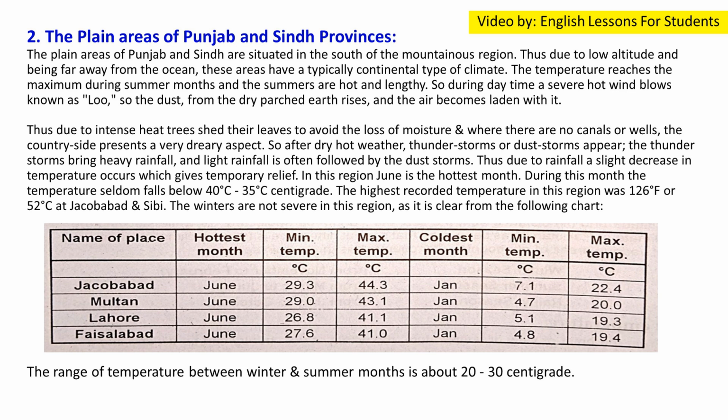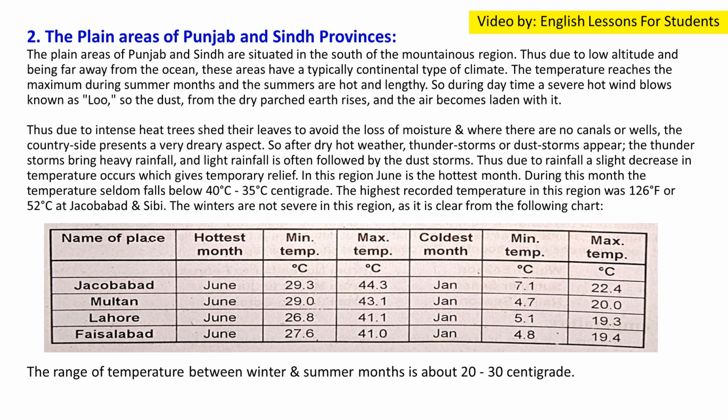Jacobabad, hottest month is June. Minimum temperature is 29.3 centigrade. Maximum temperature is 44.3 centigrade. Coldest month is Jan. Minimum temperature is 7.1 centigrade and maximum temperature is 22.4 centigrade. In Multan, the hottest month is June. Minimum temperature is 29. Maximum temperature is 43.1. Coldest month is Jan. Minimum temperature is 4.1. Maximum temperature is 20 centigrade.